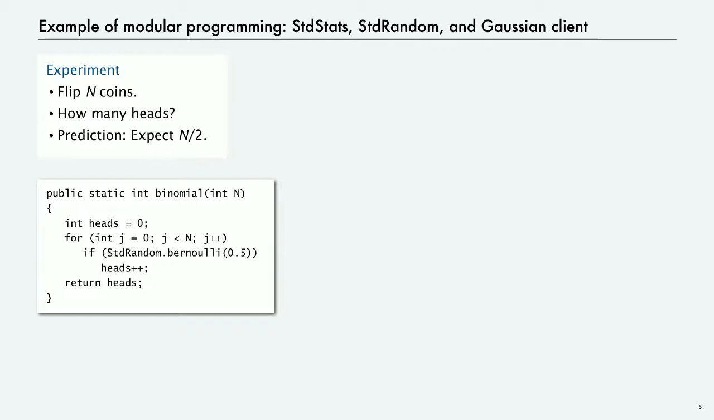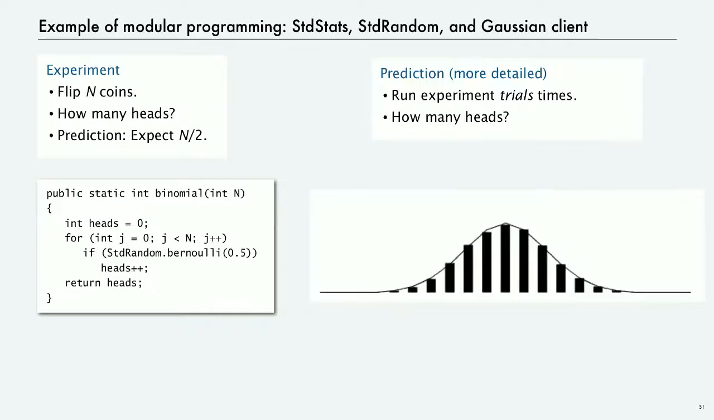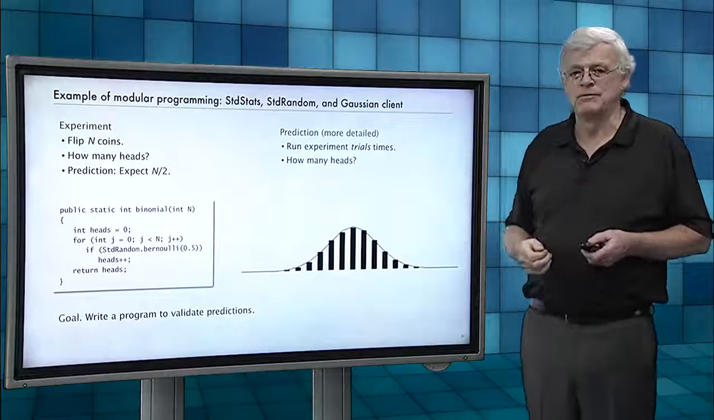Actually, there's much more that we should expect if StdRandom.bernoulli is actually working. So let's test it. We've done this many times before: we'll take a parameter trials and run that experiment, flip n coins, trials times, and ask how many heads. We should get a Gaussian distribution for that. So what we want to do is write a program that will do this test. That's going to be our example.